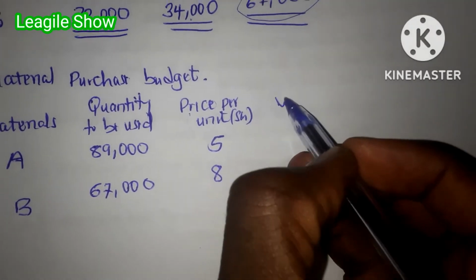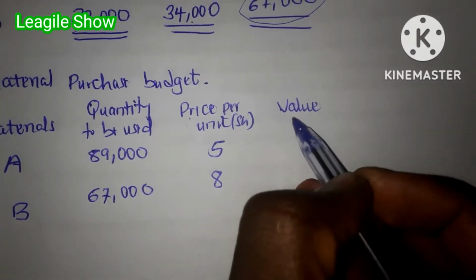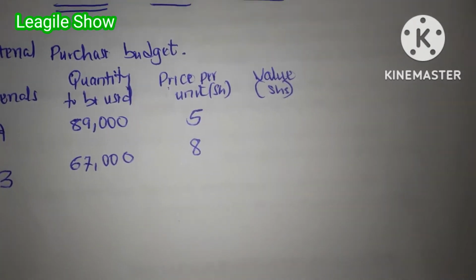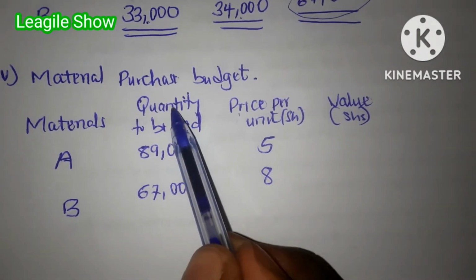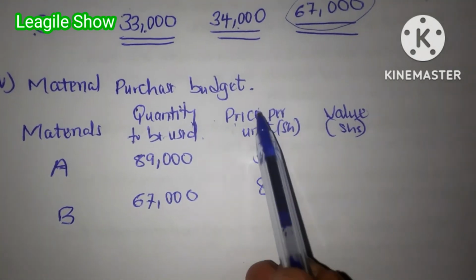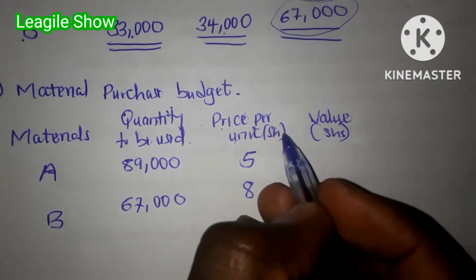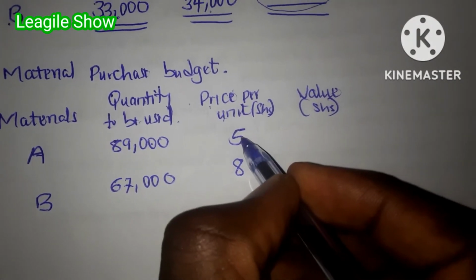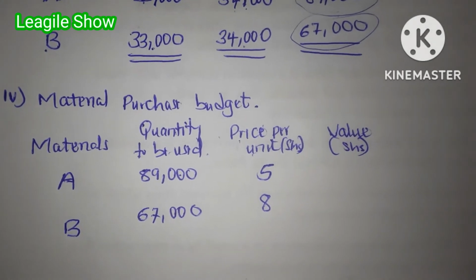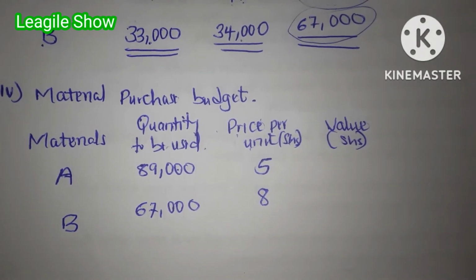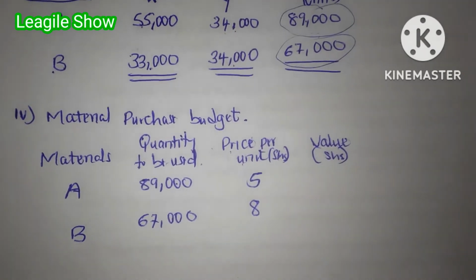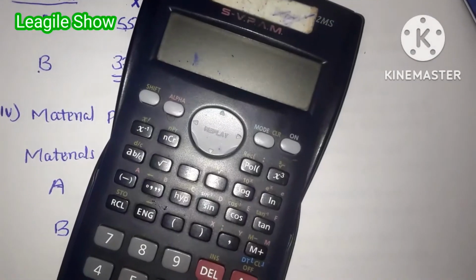Now what is the value? Remember, everything is in shillings. How do we calculate the value? The value will be the quantity to be used times the price per unit. That is 89,000 times 5. What do you get? Just feed that into your calculator: 89,000 times 5.